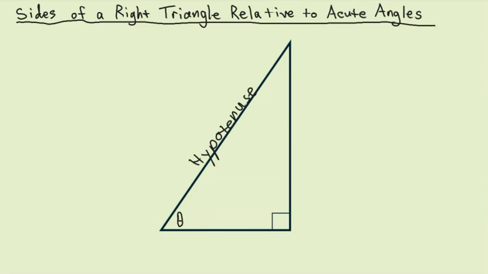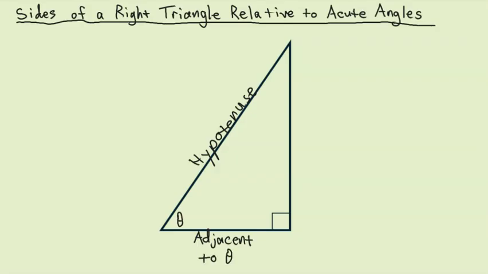And here's what I want to show you. Do you see how theta is made up of the hypotenuse and this leg? These two, the hypotenuse and this leg, make up the angle theta, right? And so this leg that makes up angle theta is touching angle theta. And because this leg is touching angle theta, we call this leg the adjacent leg, or the adjacent side. So this is the adjacent side.